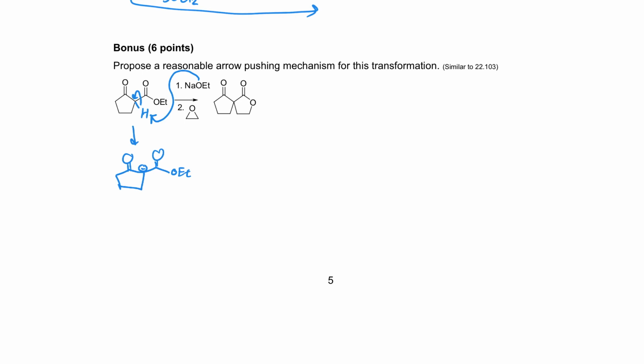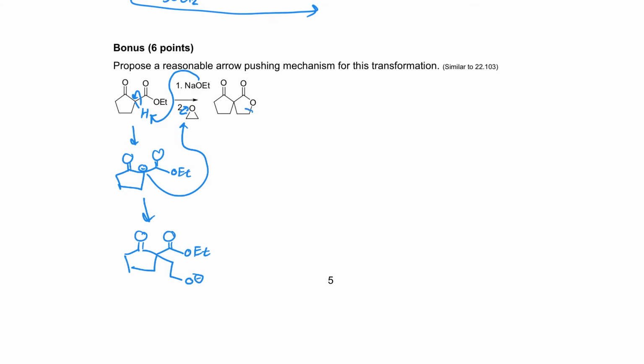Now we have a nucleophile. That nucleophile can attack the epoxide. A lot of students try to attack the O on the epoxide. That's not the electrophilic site. You have to attack the carbon. That ring opens the epoxide, and that gets me to here.